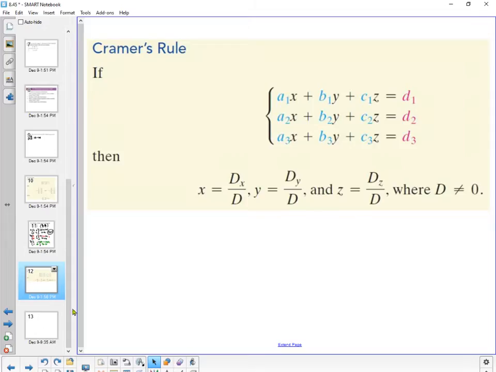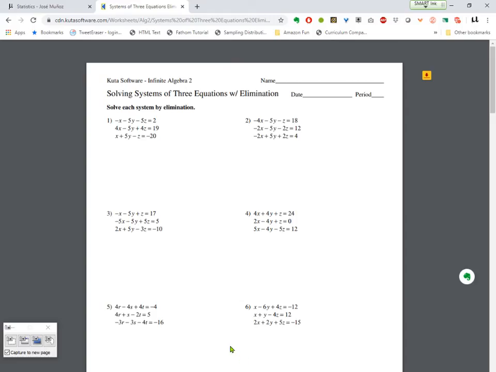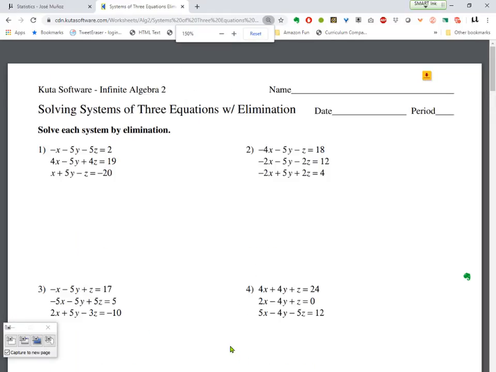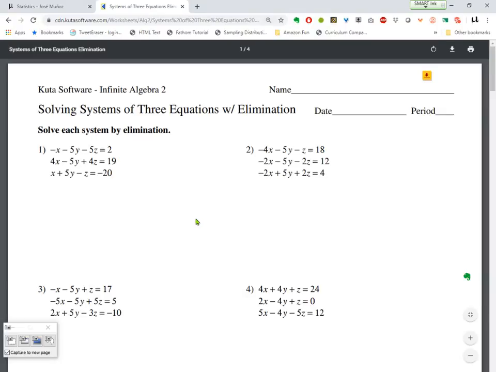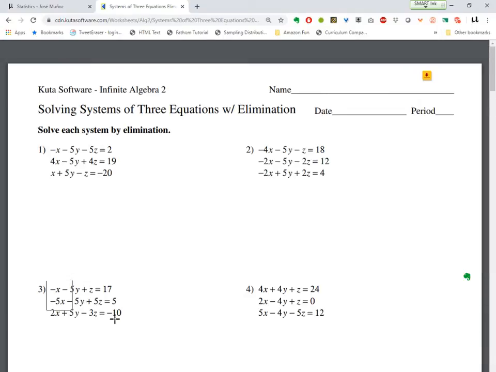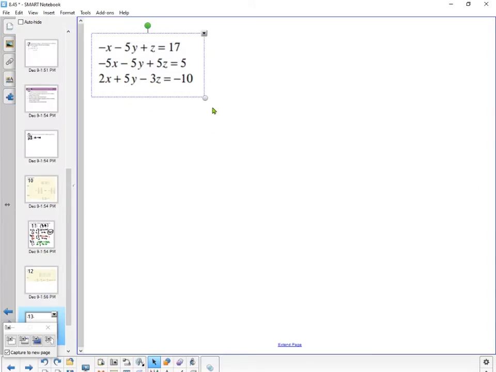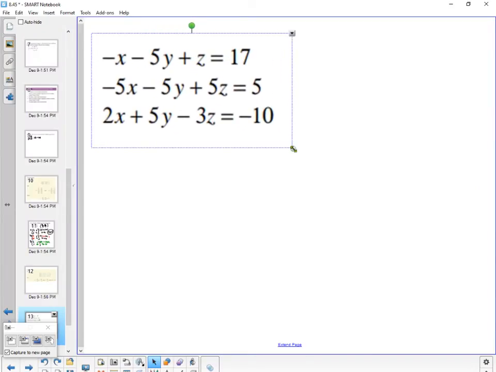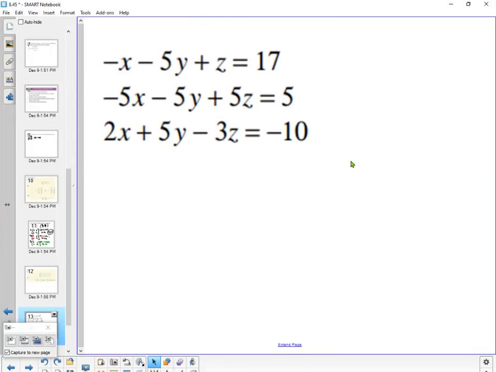What do you guys want? Number 1. Pick one. 3. I heard 3 first. This one? Yep. We have to use Cramer's rule. Yes, if it says solve this using Cramer's rule. But like, who's going to prove that I'm not using Cramer's rule? It is a written test. Oh, okay.